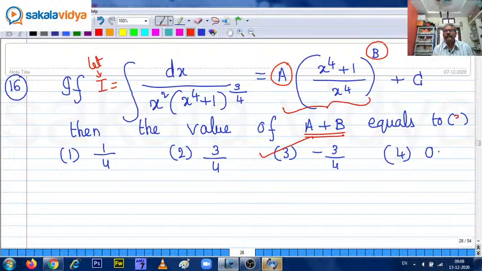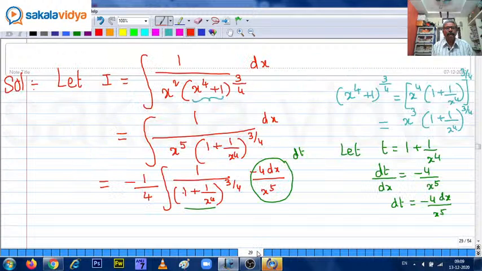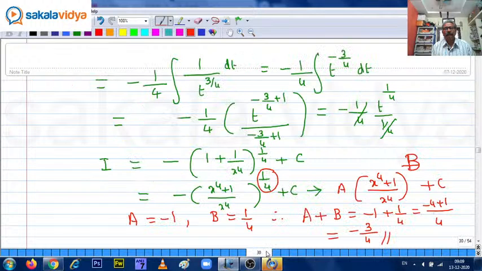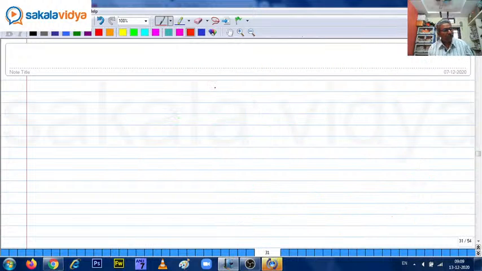Third option is 3. Okay, let us move to the 17th question. Are you ready? 17th question. Let's have a discussion. Yes, Meghana, option 3.